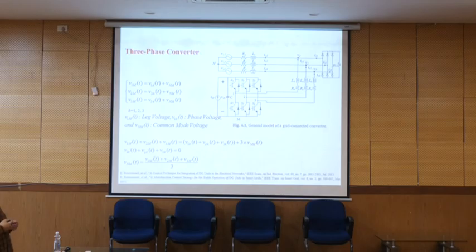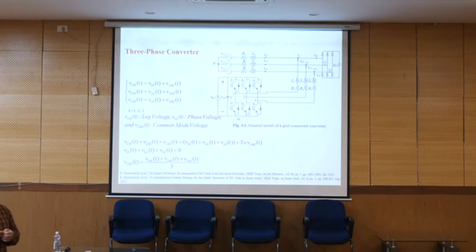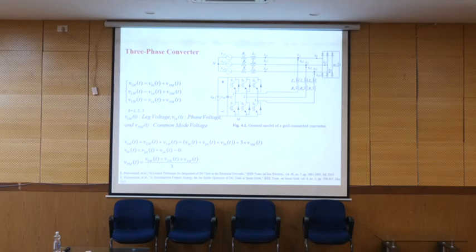So now we see that this is the general model, and now we are going to see how we can control this converter. Before we start, does anybody have any question? Is this general structure clear for you?